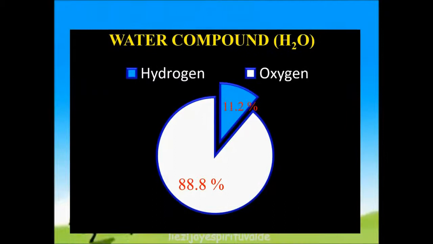Using the pie graph, this shows that there is 11.2% of hydrogen element in a water compound and 88.8% of oxygen element in a water compound. Adding the two is the total of 100%. It also shows that oxygen is in greater percentage compared to hydrogen. This means that there is a greater amount of oxygen in a water compound compared to hydrogen element.